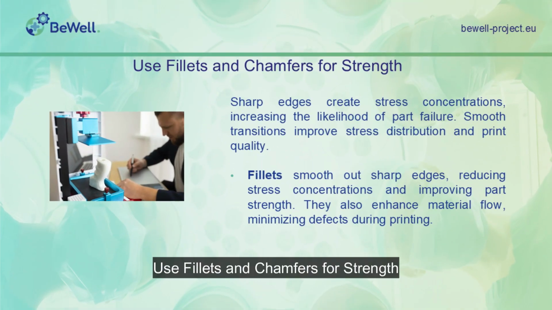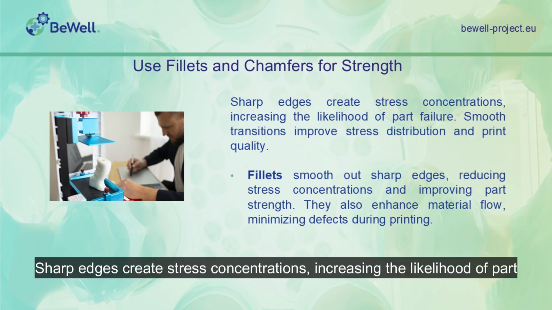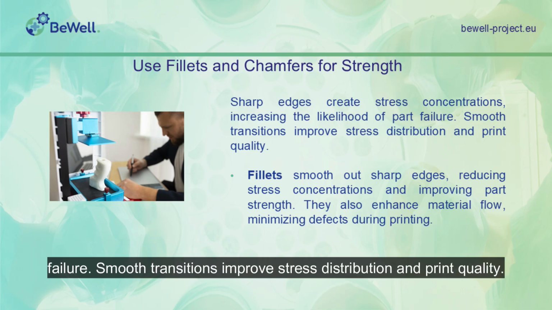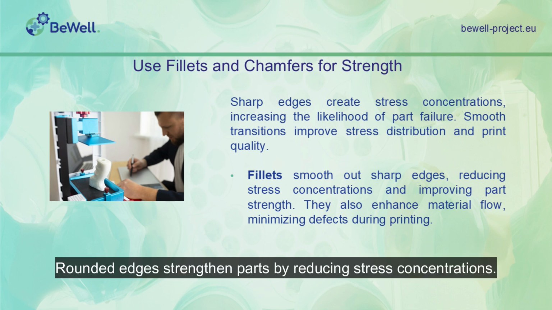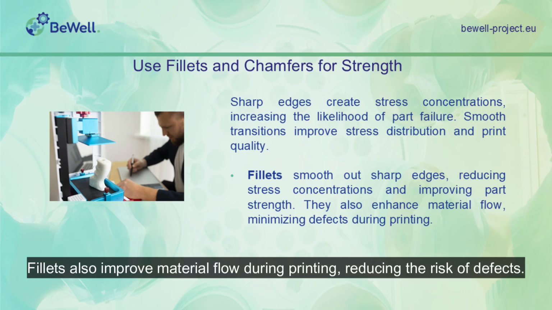Use fillets and chamfers for strength. Sharp edges create stress concentrations, increasing the likelihood of part failure. Smooth transitions improve stress distribution and print quality. 4.1 Fillets. Rounded edges strengthen parts by reducing stress concentrations. Fillets also improve material flow during printing, reducing the risk of defects.